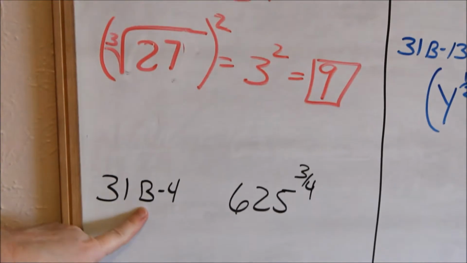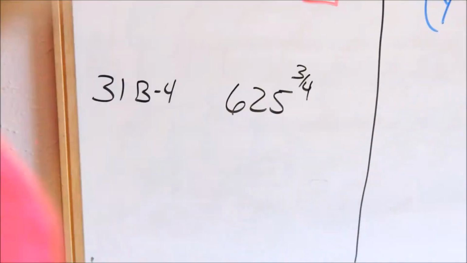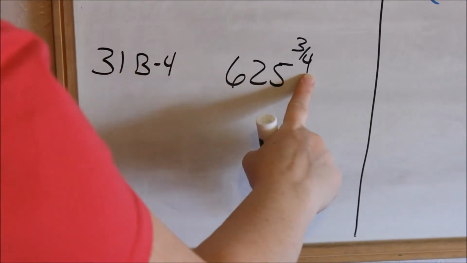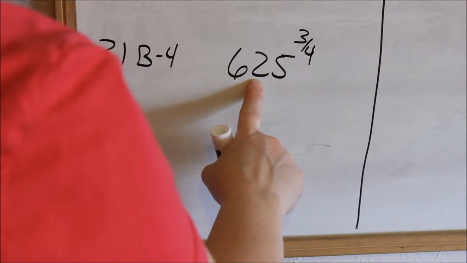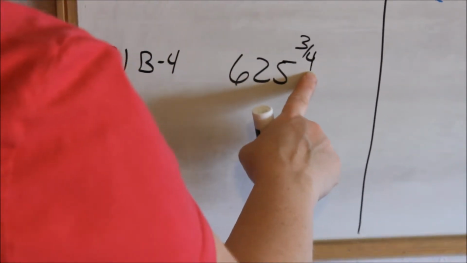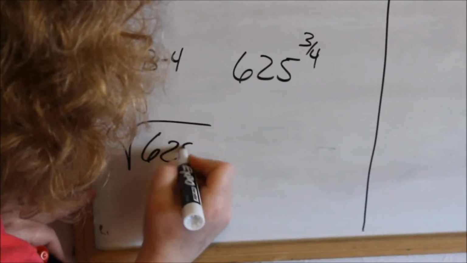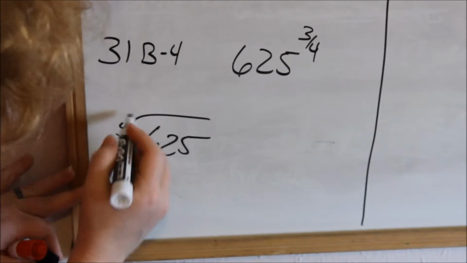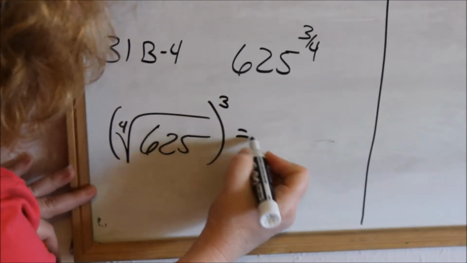Let's jump down here to 31b4. Remember, our denominator tells us what root we are doing. So I am doing the 4th root of 625, and then I'm going to raise that number to the 3rd power. The 4th root of 625 means a 4 goes right there. I'm going to do that, and then I'm going to raise that number to the 3rd power.